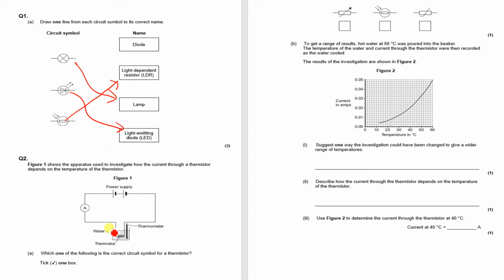Okay, this next question is about a thermistor, and thermistors have a symbol that looks like that. And what is a thermistor? It's a temperature controlled resistor. If you have a high temperature, you get low resistance, and remember, low resistance equals high current. So that is the important thing for this investigation. So I've been asked about what the symbol is. Well, it's that one.